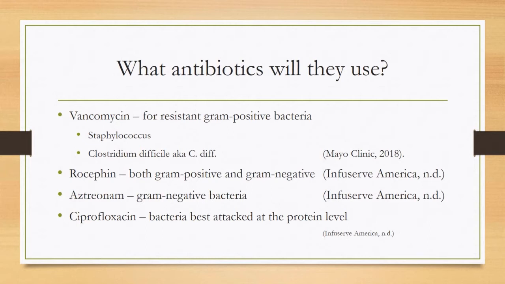Rocephin is often used because it covers a number of both gram-positive and gram-negative bacteria. Aztreonam covers specifically gram-negative bacteria. And ciprofloxacin kind of doesn't matter if it's gram-positive or gram-negative, but there are some bacteria that are just better off attacked at the protein level rather than by some of the methods that these other antibiotics use. And so that's often thrown into the mix, especially if they don't know what the infective agent is.